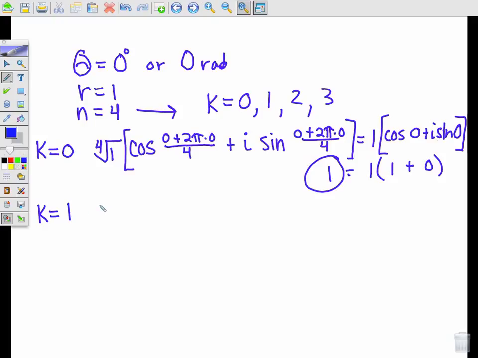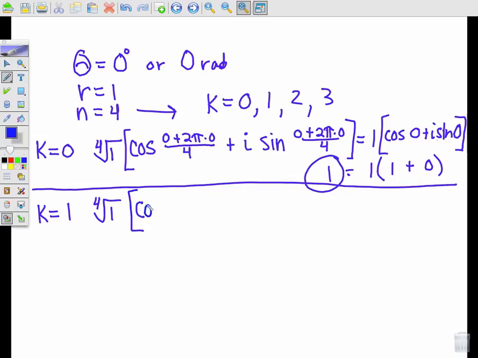Now what we do is we repeat this process for when k is equal to 1. So we'd repeat all of this again. Okay, so this is my first solution. Here's going to be my second solution. We do the 4th root of 1 times cosine of 0 plus 2 pi times 1 over 4, plus i sine of 0 plus 2 pi times 1 over 4.